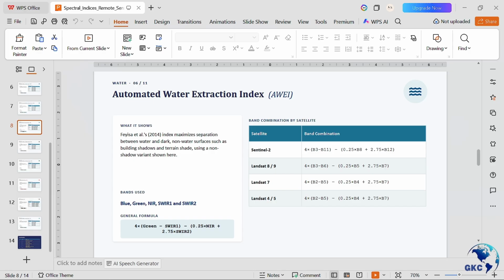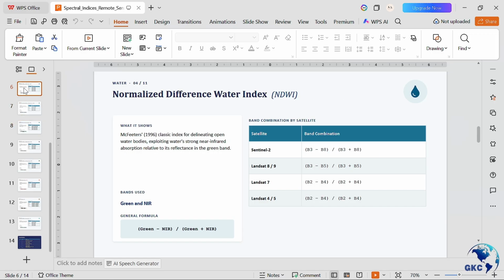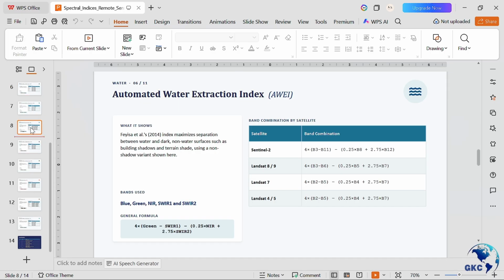So basically, this index maximizes separation between water and dark non-water surfaces such as building shadows and terrain shade. We're basically using a non-shadow variant shown here. So the bands we'll be using are quite more than what we used in the last two, our MNDWI and our NDWI combined together.